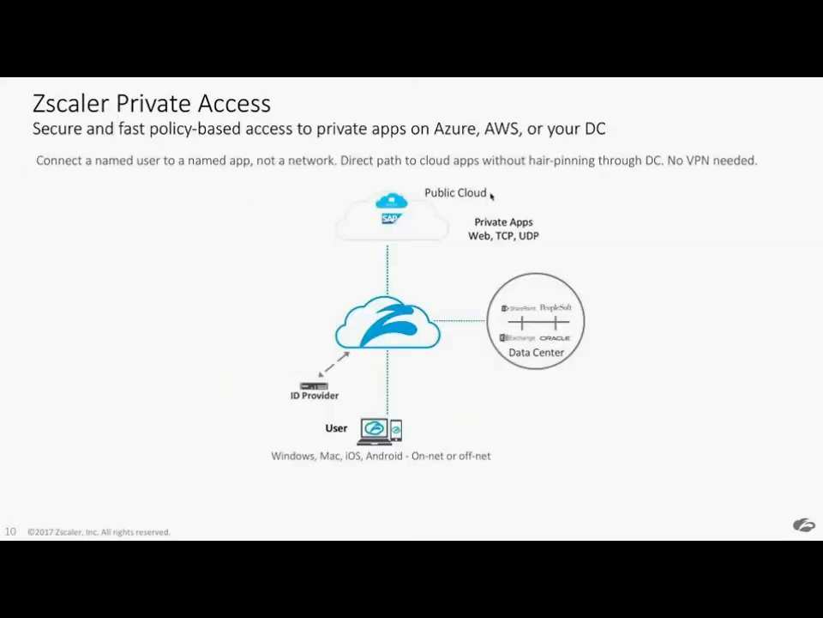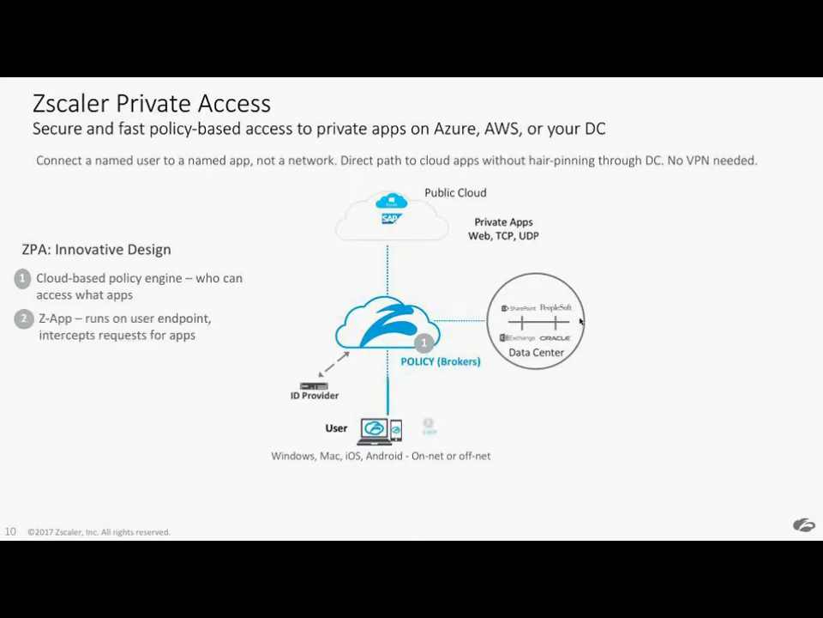So let's talk about how that actually works. We have a cloud engine which has all of the policy in there. We understand the attributes about users through an authentication round. We understand which groups users are in, what applications they should be able to access. And that's all based in the Zscaler policy.